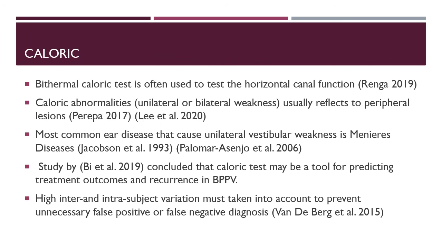Then recent studies also found that caloric abnormalities in unilateral or bilateral weakness usually reflect peripheral lesions, as in studies by Parapa 2017 and Lee et al. 2020. The most common ear disease that causes unilateral weakness in caloric testing is Meniere's disease. And a study by B et al. 2019 also concluded that the caloric test may be the best tool for predicting treatment outcomes or recurrence in BPPV patients.